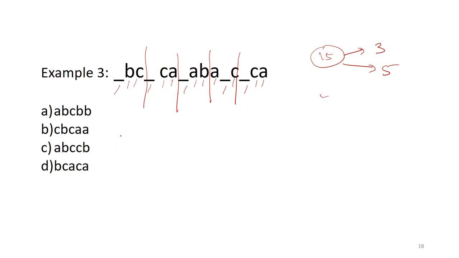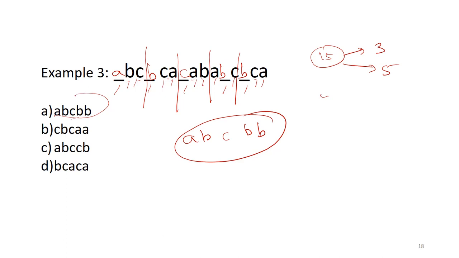Now see what is the similarity here. BC, CA, AB, CAAC. There is no similarity of repetition, but if you see each and every group, only one letter is missing. So what is missing here? A is missing, here B, here C, here B, here B. So my answer should be A, B, C, B, B. That's it. Option A is the answer.